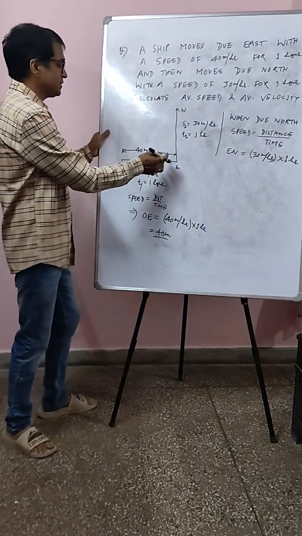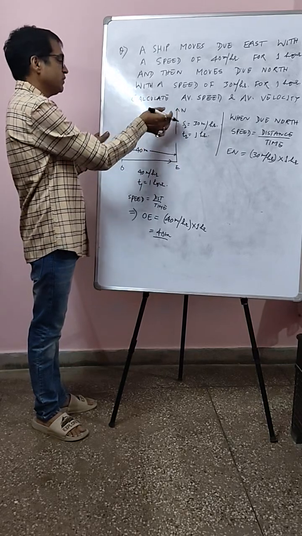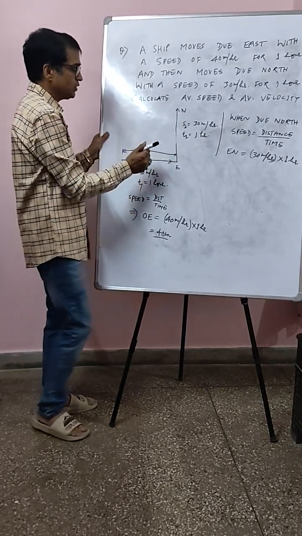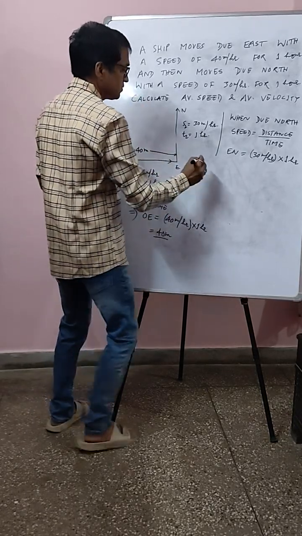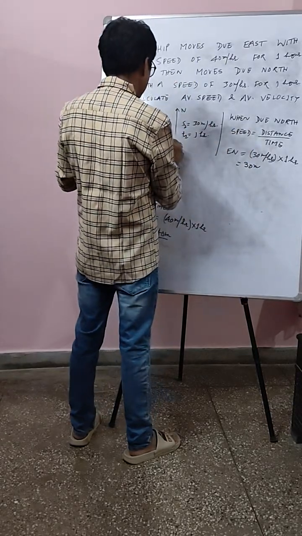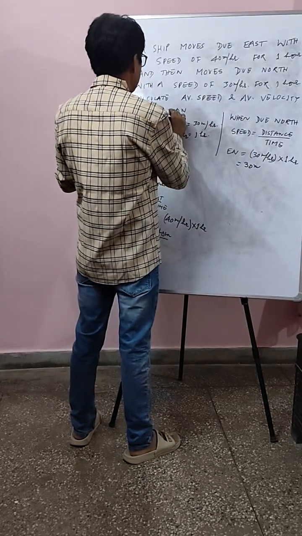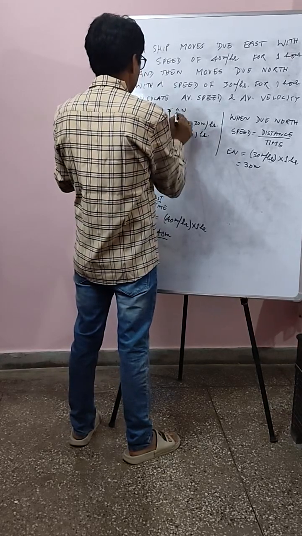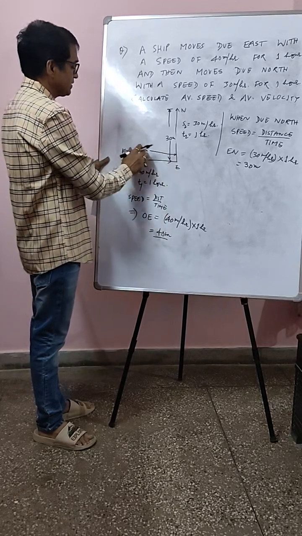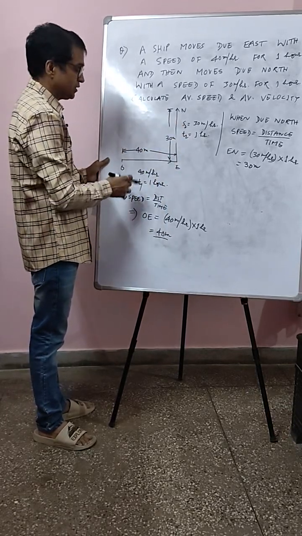Okay, this distance, now we find out what is this distance ON. It is when he moves towards north with a speed of 30 meters per second in 1 hour. So he covers this, this becomes 30 meters. Okay, this distance, the horizontal distance, is 40 meters, and the vertical distance is 30 meters. So what is it?